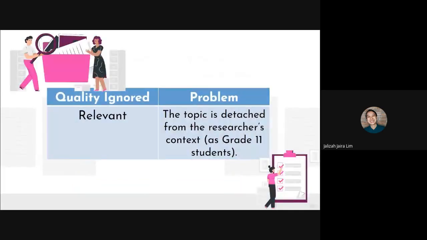Now, as you unpause, this might not exactly be relevant because the topic is quite detached from the researchers. In this case, the researchers are grade 11 students. If the researchers were about my age in the working class, then it may be interesting or relevant. But for students around your age, it might not be important right now. Instead, you'd be looking into college applications and a good university experience.